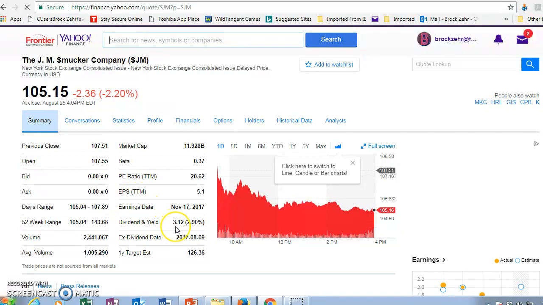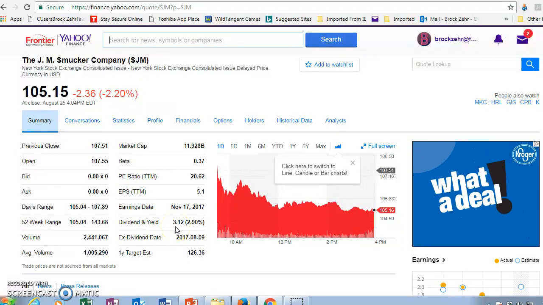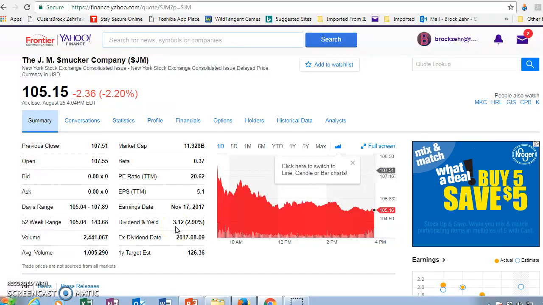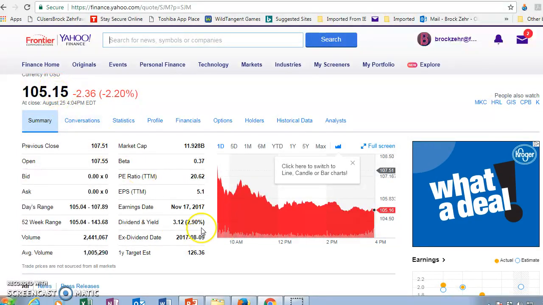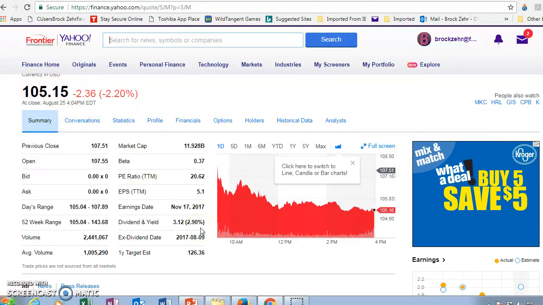Dividend and yield. This stock pays a dividend of $3.12 per year. Typically, dividends are paid quarterly, so we could find out what the last dividend payment was for the quarter. But for the last 4 quarters, it's been $3.12, which, if we take that dividend payment and divide it by the stock price, gives us a yield of 2.9%. So, even if the stock price doesn't go up, the dividend would earn you 2.9%. Ex-dividend, we'll talk about that later in the course.